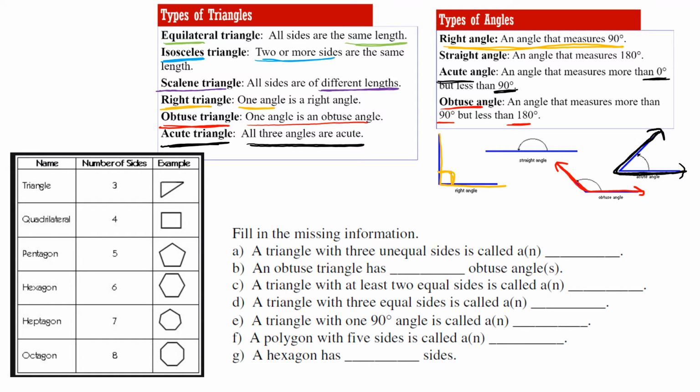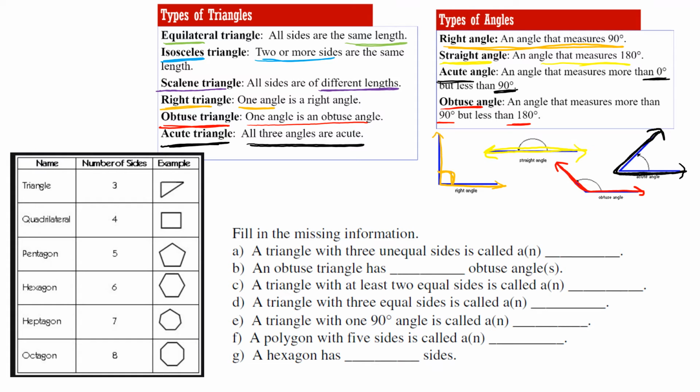And then the last angle that we see here, just so we've got our angles defined, is a straight angle. And a straight angle means that it's exactly 180 degrees. So a line has a straight angle.